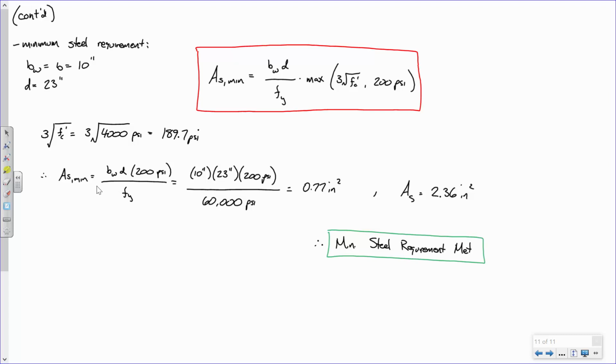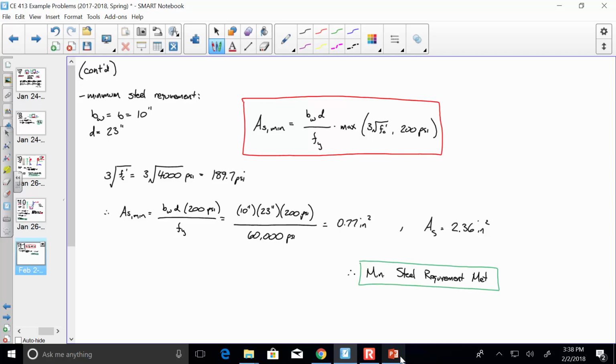So that would be the absolute minimum amount of steel we can put in this section. But if you look, we've put much more than that. The actual area of steel was 2.36. So we've definitely met the minimum steel requirement for this section. All right, that concludes the example, and next we will look at beam design.